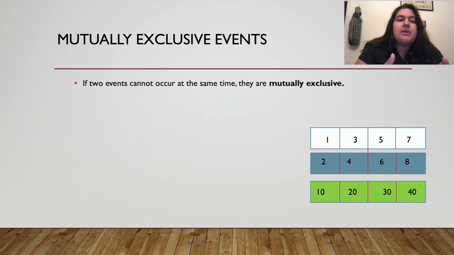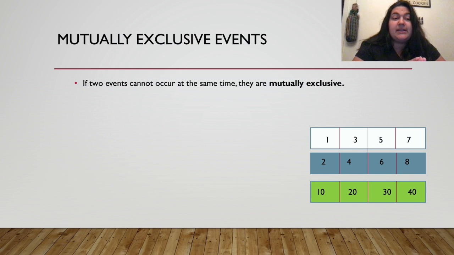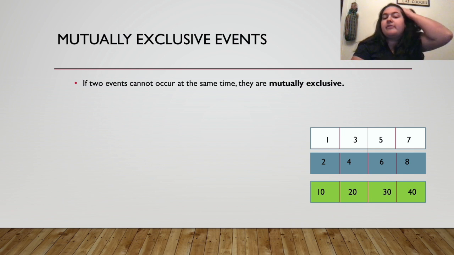Now we're going to look at mutually exclusive events. A mutually exclusive event is when 2 events cannot occur at the same time. Okay, so if you see here on the right, I have my boxes. I have odd numbers in white, even numbers in blue, and then I have 10, 20, 30, 40 in my green boxes.